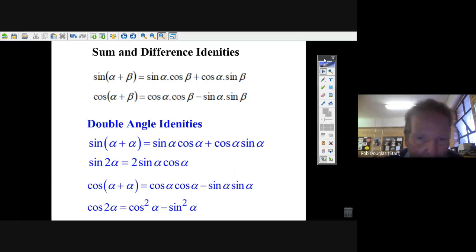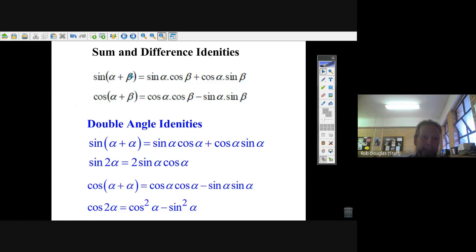All right, we're going to do a little bit of a different introduction to double angle identities. We had these two formulas: the sine of two angles added up, sine of alpha plus beta, is sine alpha cos beta plus cos alpha sine beta. The cosine of alpha plus beta is cos alpha cos beta minus sine alpha sine beta.